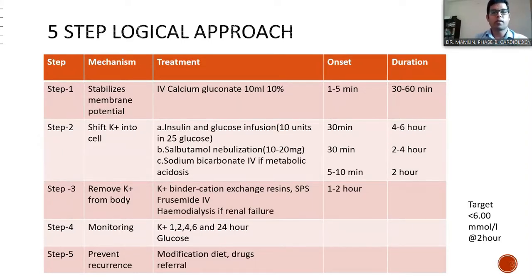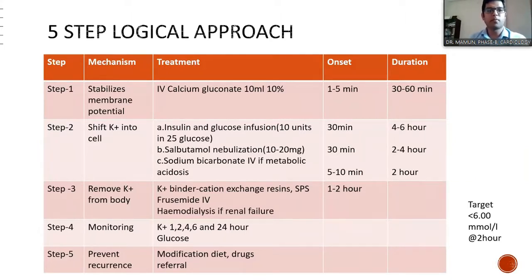Step 1 to 5. Before giving this step, we must exclude the pseudo hyperkalemia that may be caused by difficult manufacture or prolonged storage. So we must exclude pseudo hyperkalemia. Then we approach this treatment.